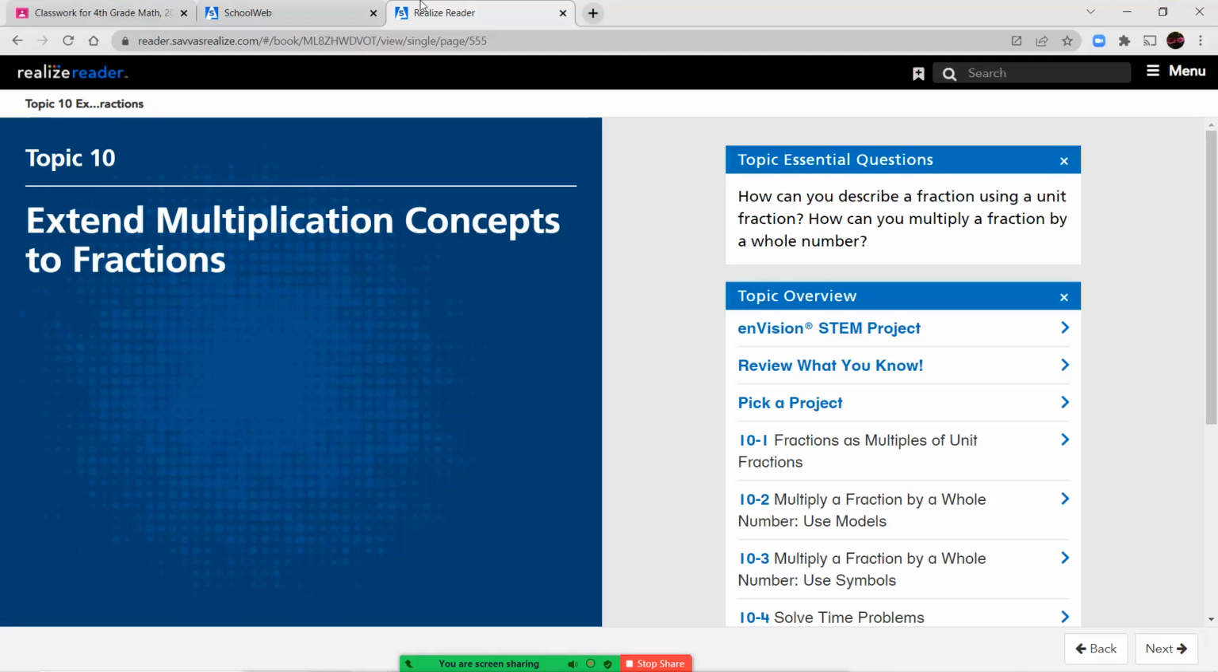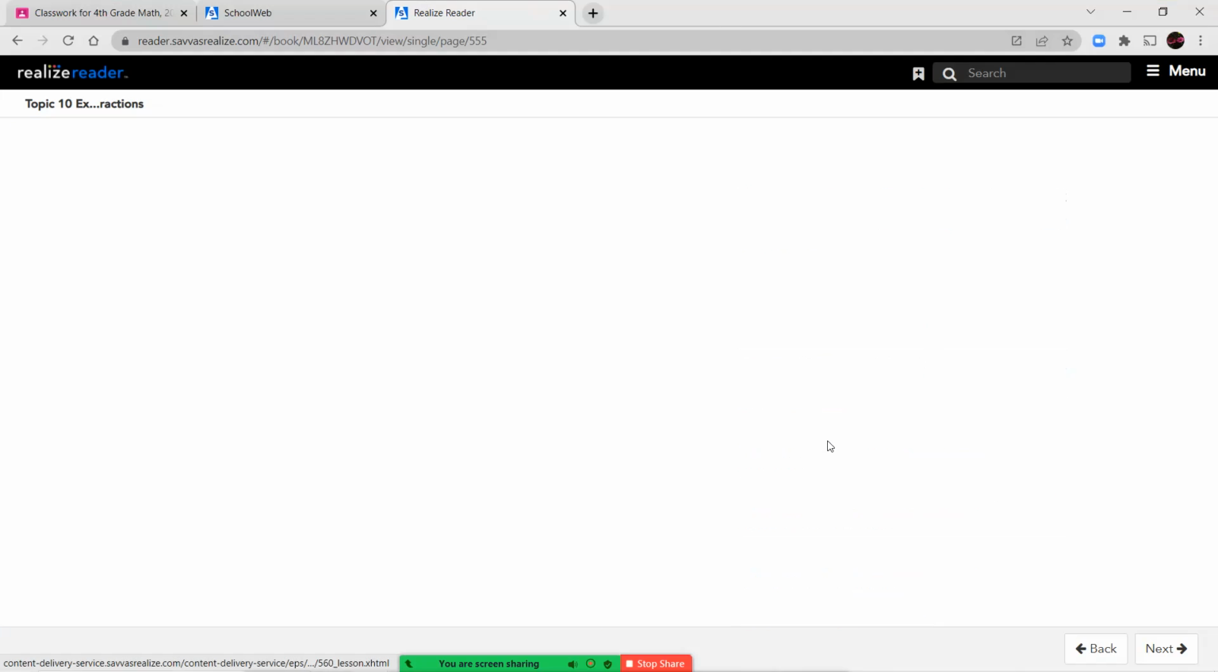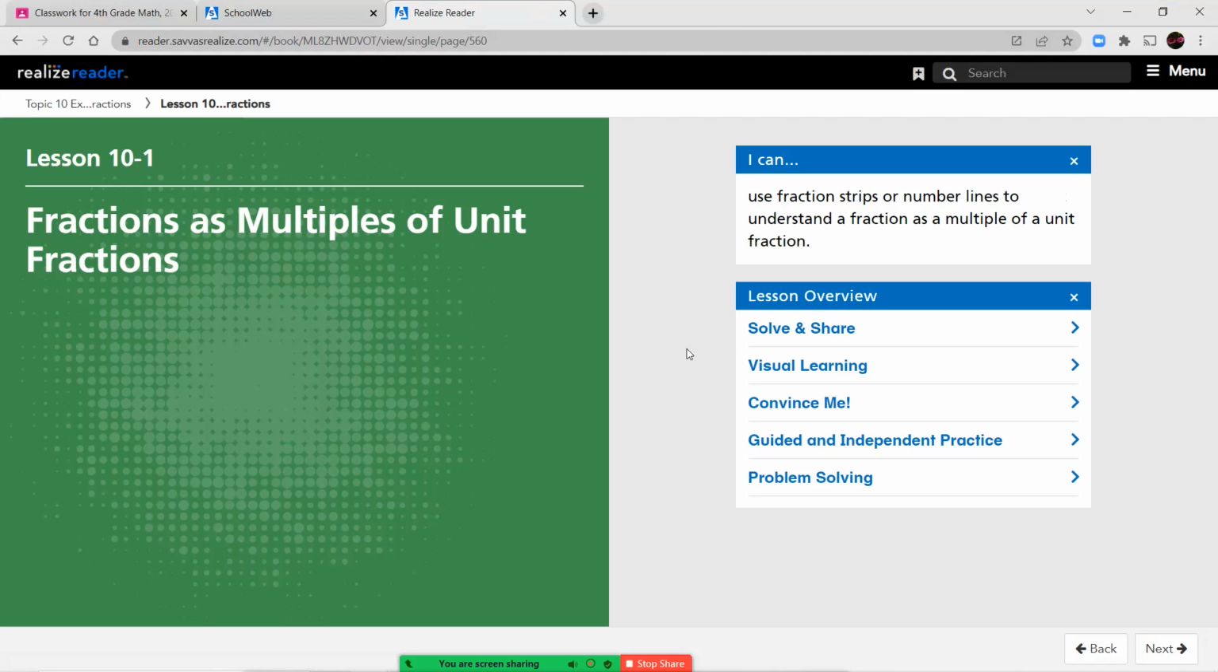Hello, fourth grade, and welcome to topic 10. We're going to work on extending multiplication concepts to fractions. That means you're going to start multiplying fractions in this chapter. So let's hop into lesson 10-1, fractions as multiples of unit fractions.